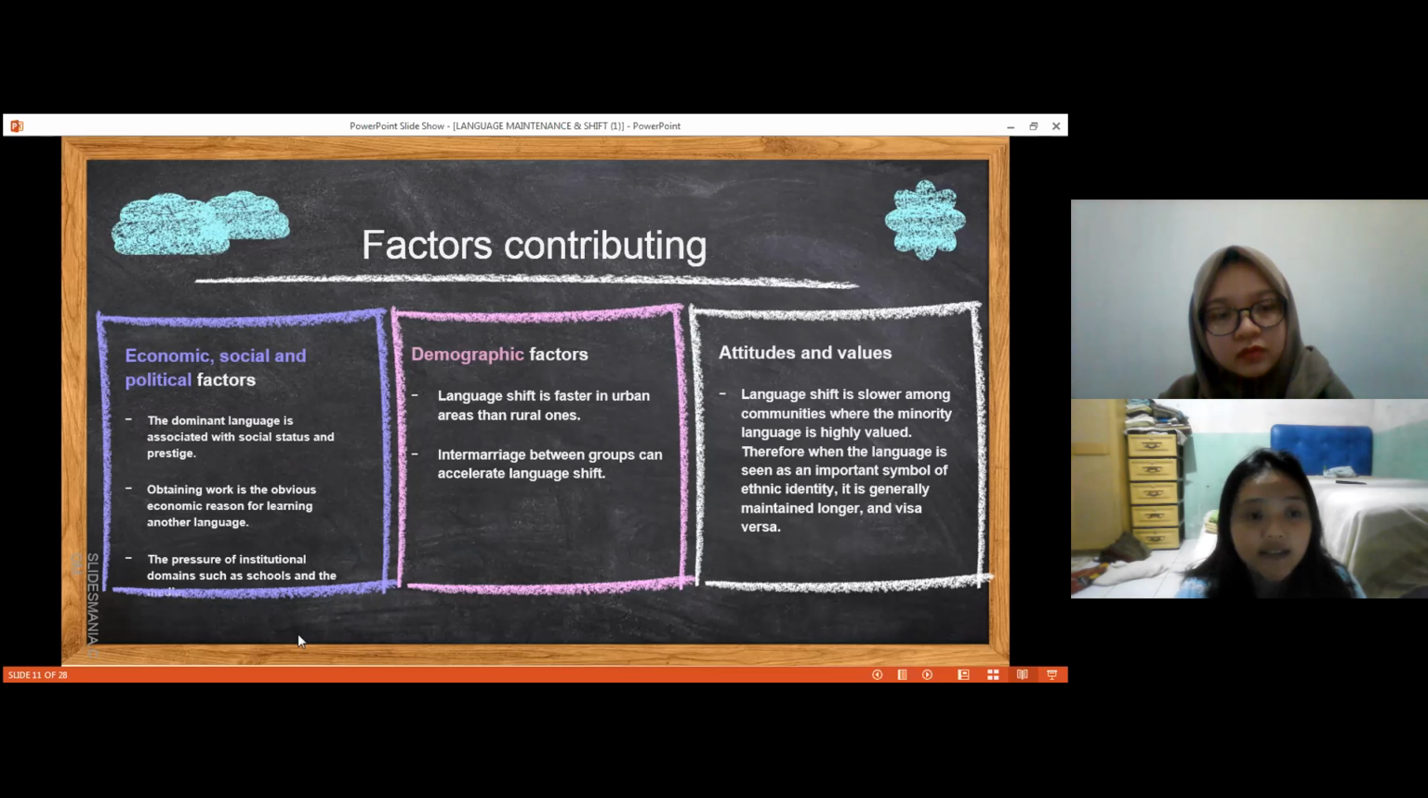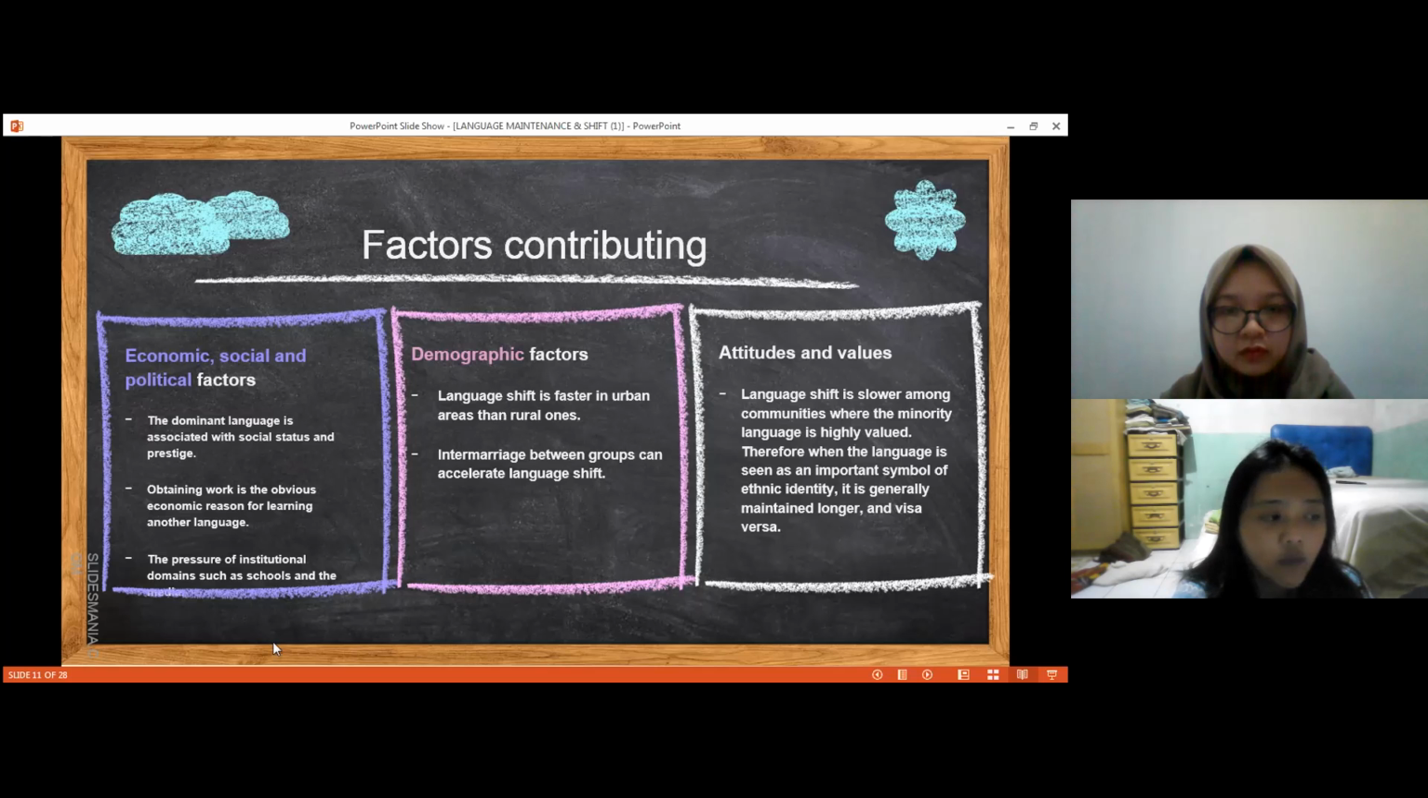Bilingualism is always a necessary precursor of language shift, although as stable diglossic communities demonstrate, it does not always result in shift. Second is demographic factors. Language shift is faster in urban areas than rural ones, and intermarriage between groups can accelerate language shift. It means that demographic factors are also relevant in accounting for the speed of language shift.